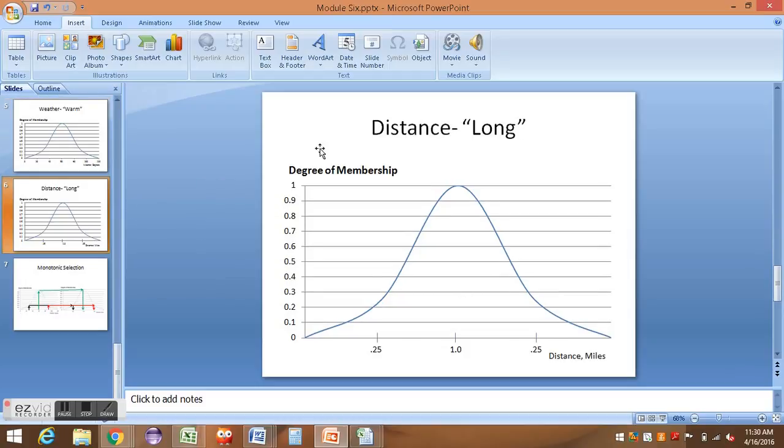We have a similar chart for distance of long, which, as I said before, long is indicated as 1 mile. So we start at 0 with 0 degree of membership. As we go up and get closer to 1, the degree of membership also gets closer to 1 as the distance becomes longer. And then we begin to go back down, closer to 0.25, and the degree of membership goes back down.